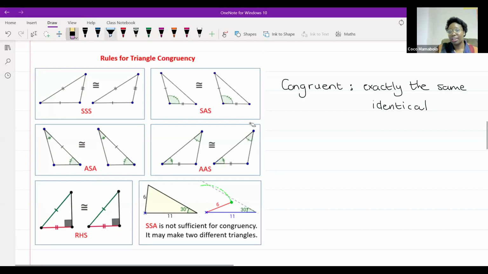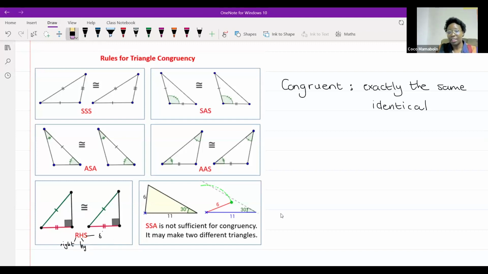Oh, Narisha, it's not right-hand side. It stands for right angle. Right angle. The H stands for hypotenuse. So we need a hypotenuse. Okay, it stands for right angle, hypotenuse, and side. So not right-hand side. Okay, like we do when we're proving in trigonometry. This one stands for right angle, hypotenuse, side.